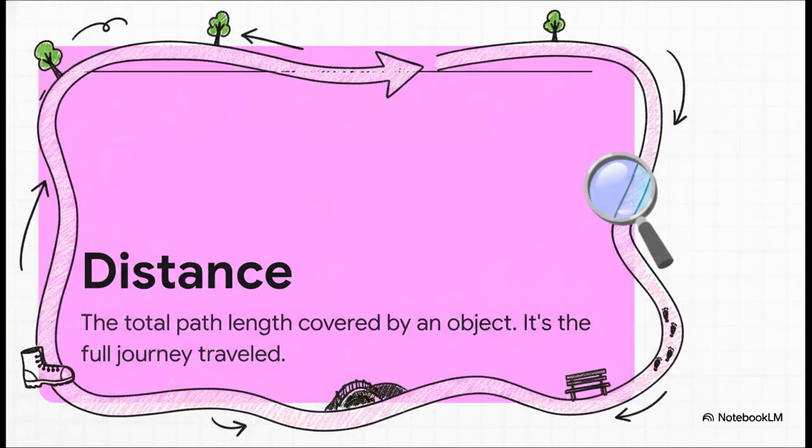First up, let's talk about distance. This is the one we all use every day. It's literally the total ground you covered, the total length of your path. If you wander all over a park, the distance is every single step you took. Think of it as the scenic route.